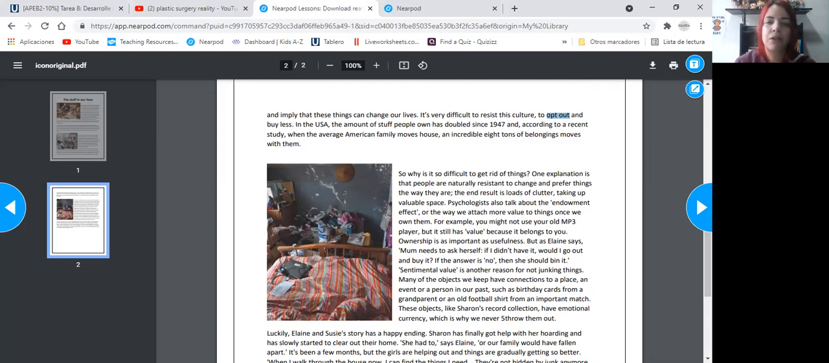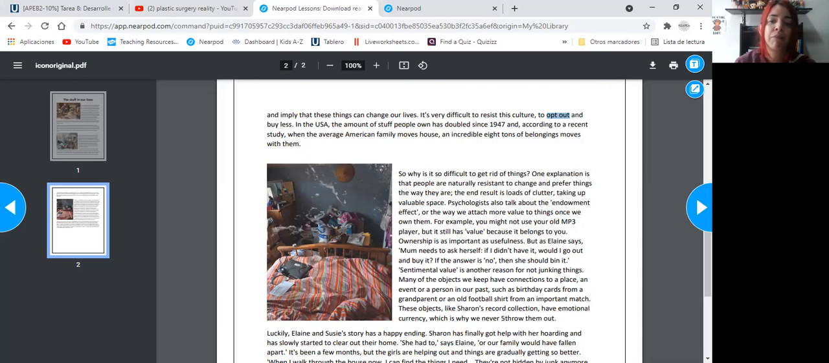So, why is it so difficult to get rid of things? One explanation is that people are naturally resistant to change and prefer things the way they are. The end result is lots of clutter, taking up valuable space. Psychologists also talk about the endowment effect, or the way we attach more value to things once we own them. For example, you might not use your old MP3 player, but it still has value because it belongs to you. Ownership is as important as usefulness.